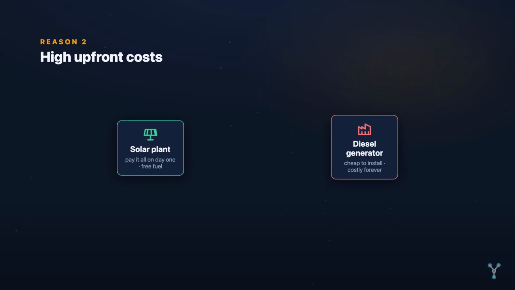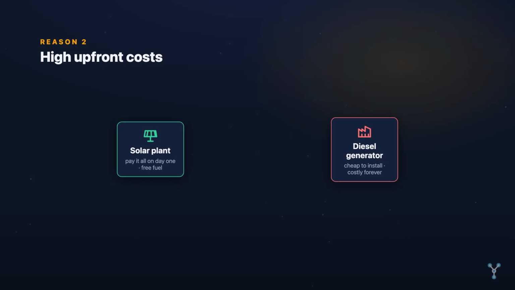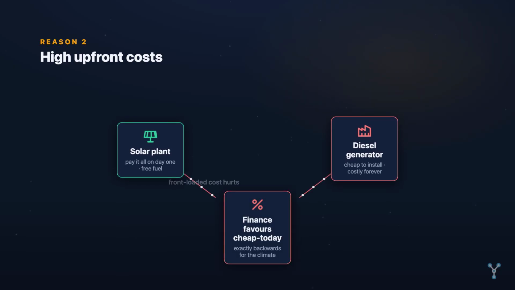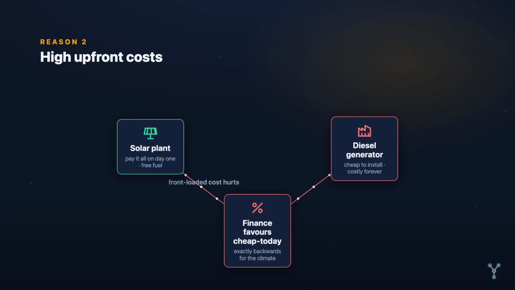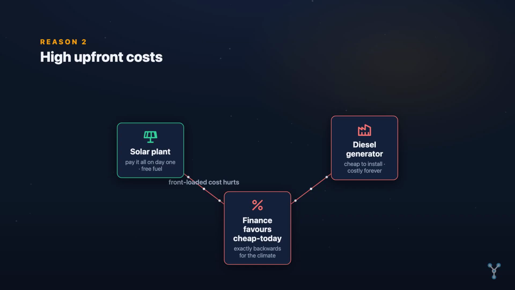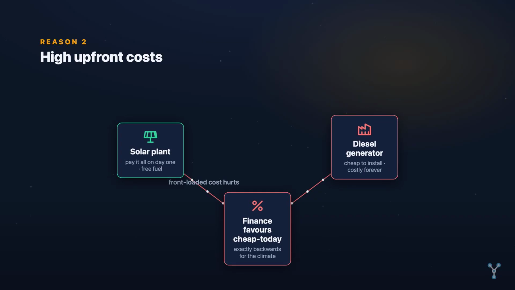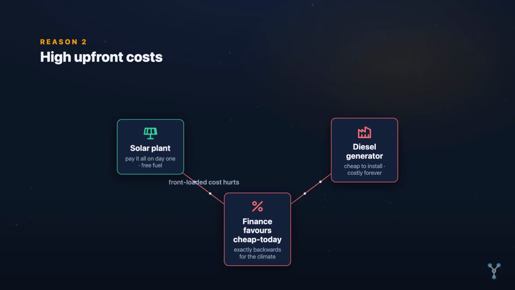The second is high upfront costs. Renewables and resilient infrastructure are capital heavy, big spend now, savings later. A solar plant once built has almost free fuel, the sun, but you pay for nearly the whole thing on day one. A diesel generator is the reverse, cheap to install, expensive to feed forever. Finance, discounting the future, has a quiet bias toward the thing that's cheap today even when it's ruinous over time, which is exactly backwards for the climate. That front-loaded cost, discounted against back-loaded benefits, strains the NPV of the very projects we most need.